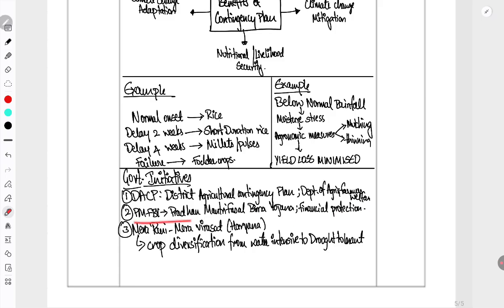And also, this is one of the specific case studies, or some successful case study which has been done in Haryana, that is Mera Pani Mera Virasat, which generally involves crop diversification from water intensive to the drought tolerant crops. This is adaptation or changing of crops.